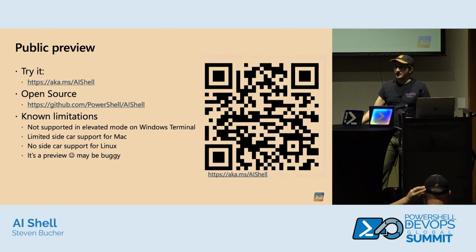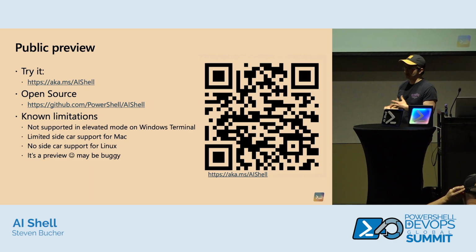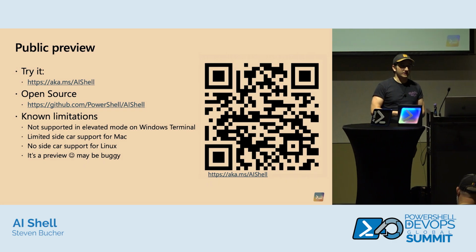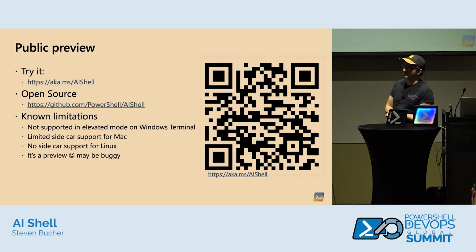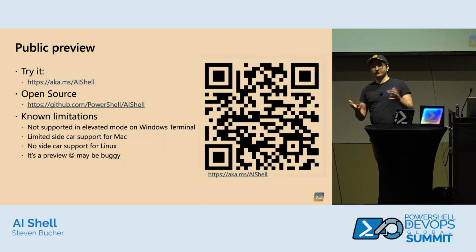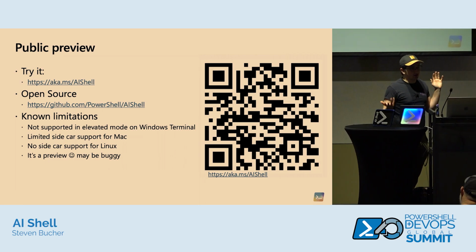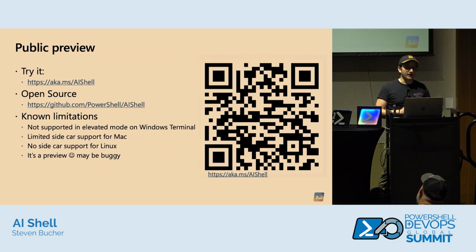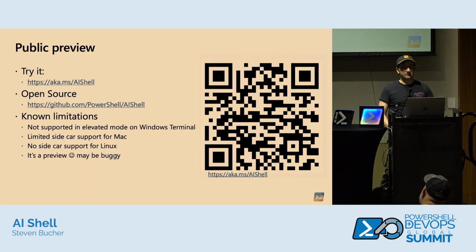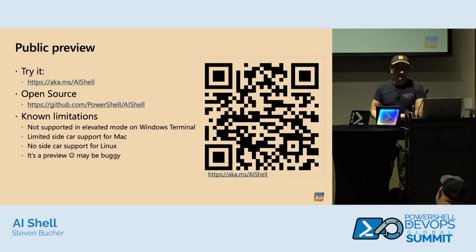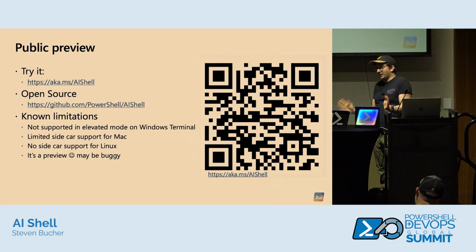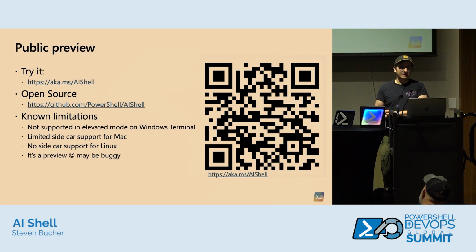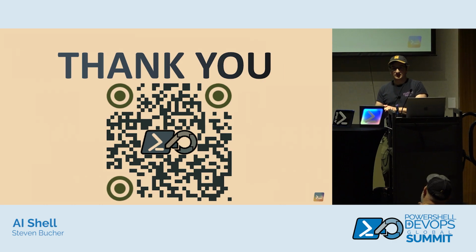We're also completely open source, as we on the PowerShell team are very committed to open source and community, so we have an open source repository. If you have any bugs or issues, please submit them to our GitHub repo. We are trying to actively improve this product, and we can't do it without you trying it out and giving it a go. We have a couple of known limitations. Elevated mode in Windows Terminal is a little bit buggy. We have some limitations and bugs with the Mac sidecar experience. There's currently no sidecar experience on Linux, but you can still call the AI Shell executable and get some AI assistance. And it's a preview. It might be a little buggy, so bear with us on that, but that's what I wanted to end on here. And yeah, thank you all so very much for coming.